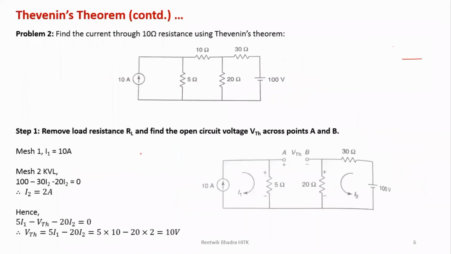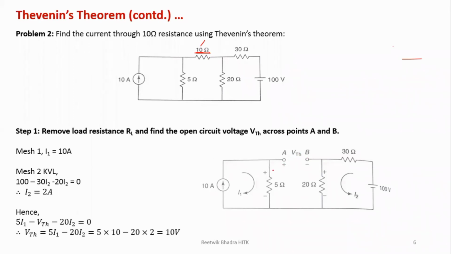Okay. Next problem we'll just go through very quickly. Find the current through the 10 ohm resistance. So identify the 10 ohm resistance. Next step, finding out VTH: we'll remove this 10 ohm and find out the potential drop across this. So remove the 10 ohm, and I'll find out this VTH.